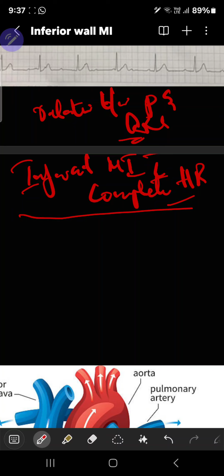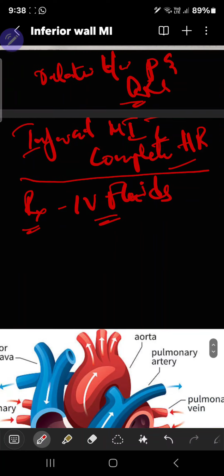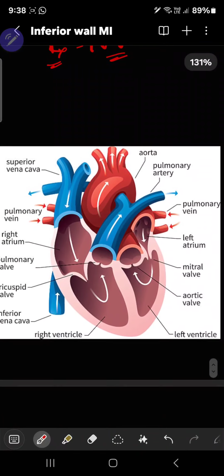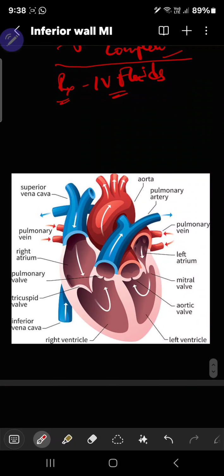And there is an interesting question. The treatment of the inferior wall MI is always giving IV fluids. Why do we have to give IV fluids in the inferior wall MI? See, with the help of this diagram, I will tell you. Normally the blood will be coming to the right atrium through the inferior vena cava and superior vena cava, and then it goes into the right ventricle.